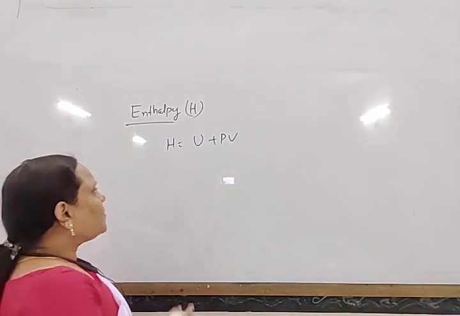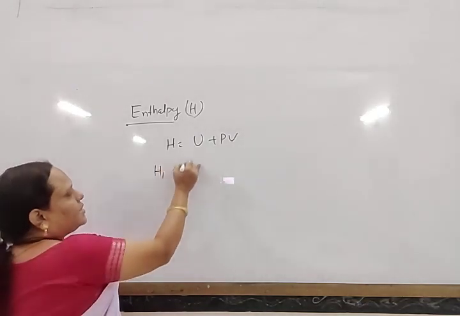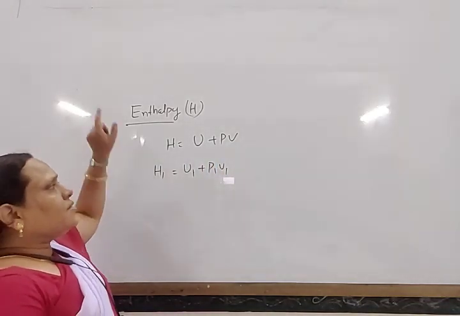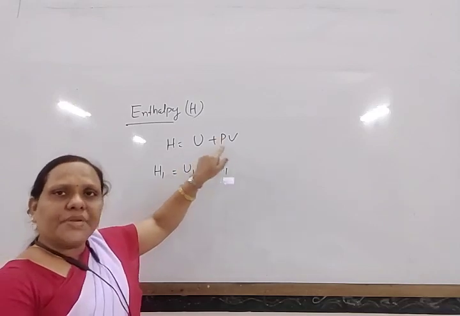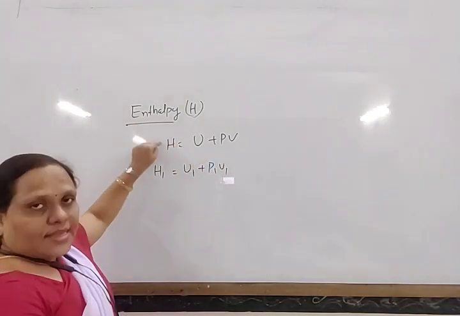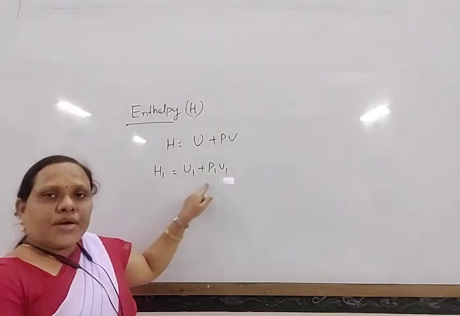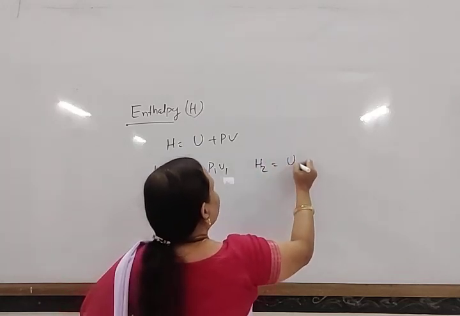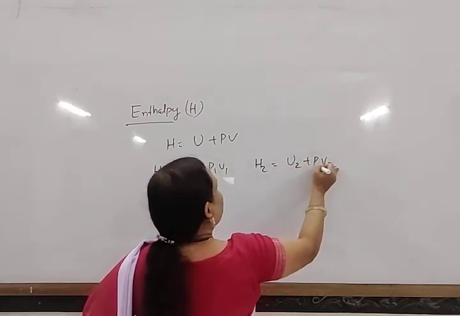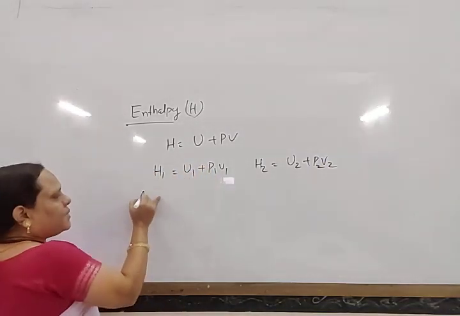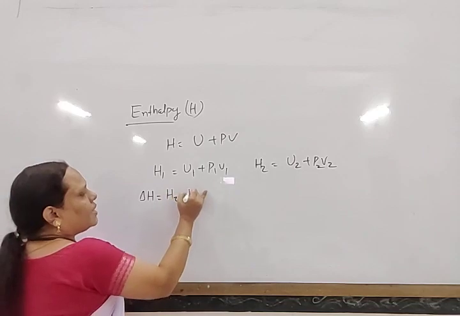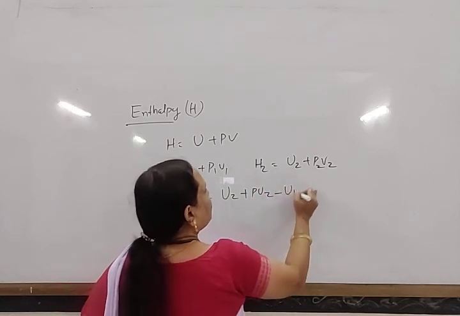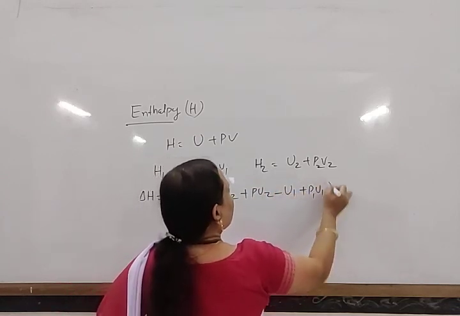Suppose a system has enthalpy H1, internal energy U1, pressure P1 and volume V1. This enthalpy is the sum of internal energy and pressure volume work. So H1 is equal to U1 plus P1V1. Similarly, another H2 is equal to U2 plus P2V2. Then what is the change in enthalpy? Del H is H2 minus H1, that is U2 plus P2V2 minus U1 plus P1V1.